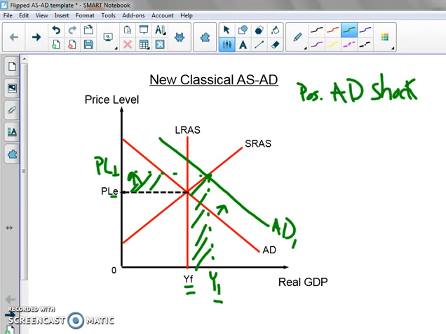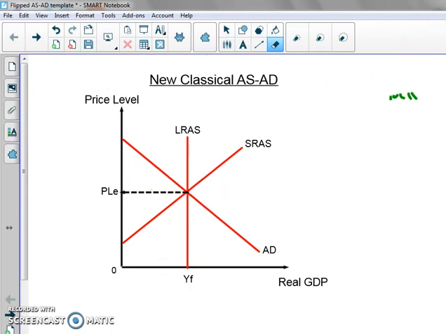So you can see here that recessions and inflations are caused by demand shocks. When demand falls and spending goes down, it has the potential to shift the AD to the left and throw us into a recession. When demand is high and people are spending a lot of money, it's going to shift the AD curve to the right and create inflation.